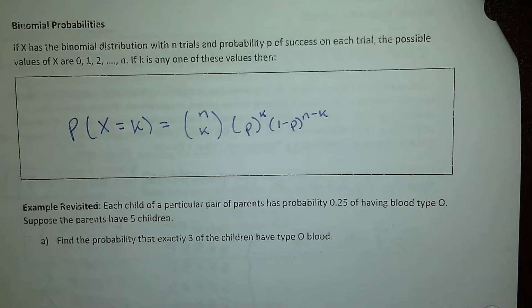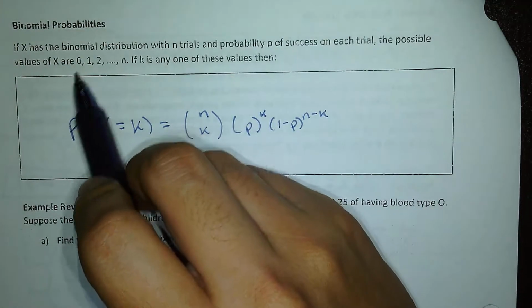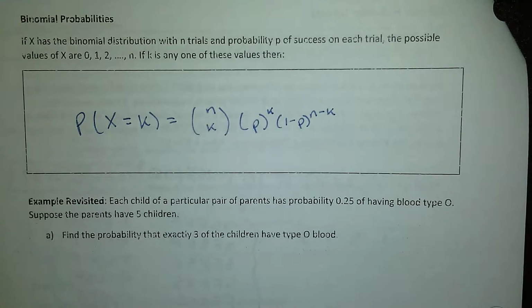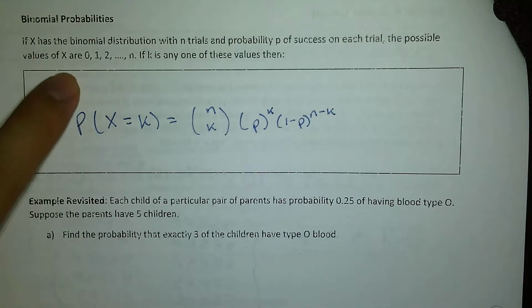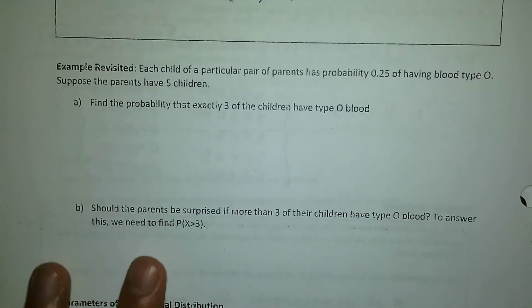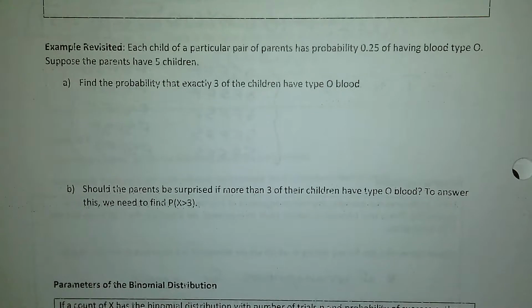An important thing here is that we can start at 0, because it is totally possible we have 0 successes in whatever our sample space is. So that is an important distinction for the binomial setting. So let's look at some examples here.